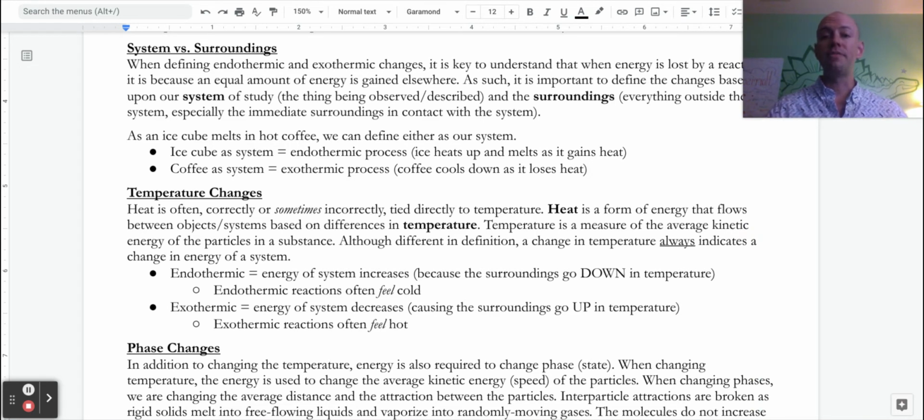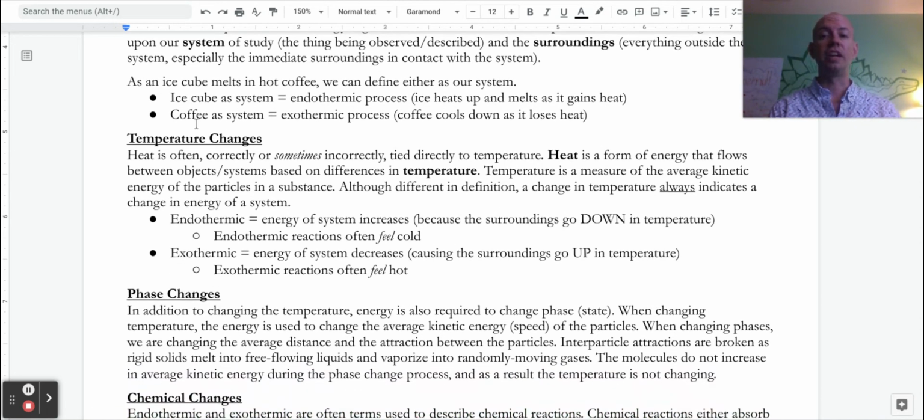But from the perspective of the coffee, it is exothermic. It is giving its heat to the ice cube and probably a little bit to the cup and a little bit to the air. We have even more surroundings maybe to consider there. But with the coffee as the system, it is losing heat and it is exothermic. Both of those give good examples of how heat can travel. One way is by a temperature change. Heat and temperature are very closely tied together, but the definitions aren't exactly the same.